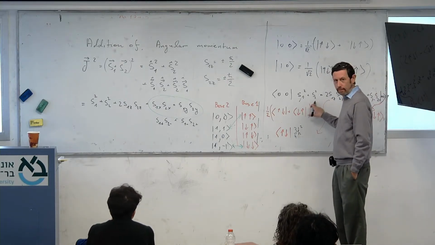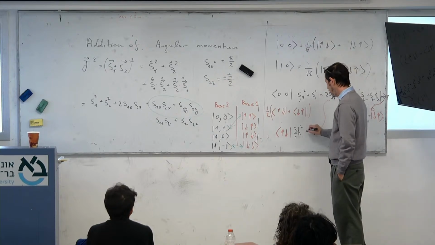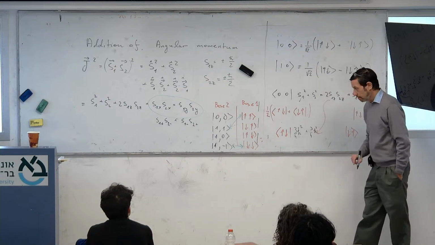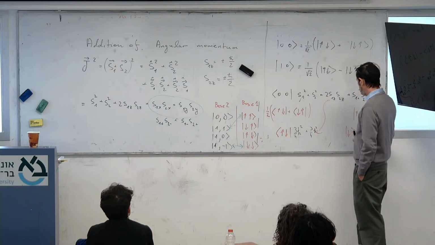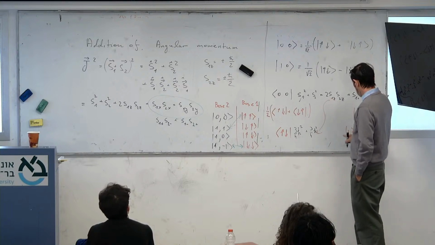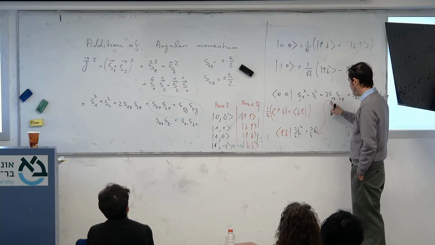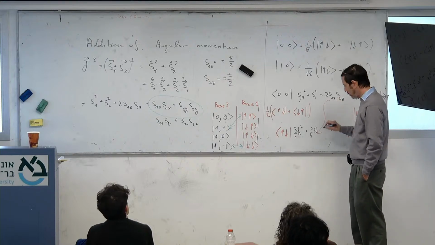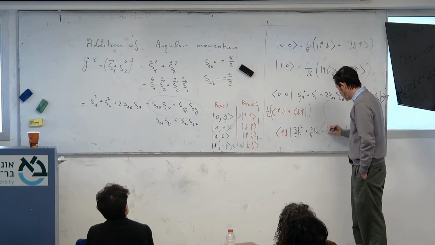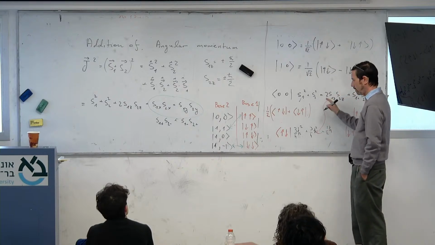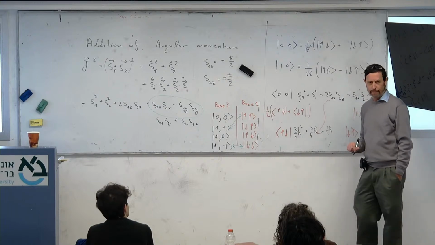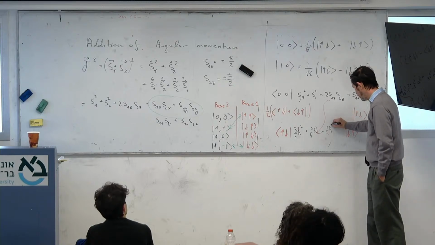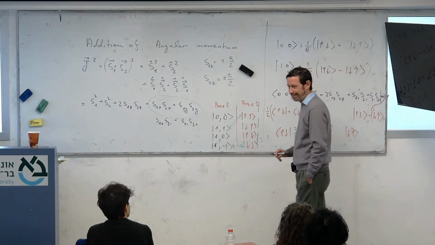This one is the same. This operator on this state: up and down will be half and minus half, which is minus a quarter, which is minus half h bar squared. Squared, of course. Units are still conserved.